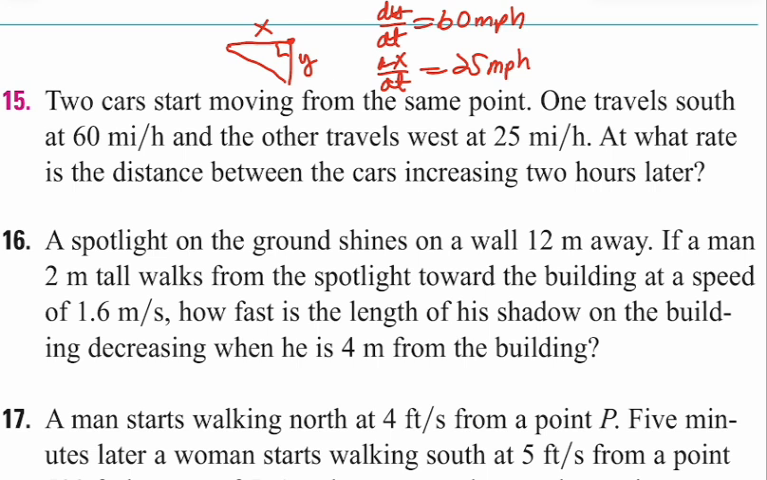What else we got? At what rate is the distance between them? So we'll call this z. So we want dz/dt 2 hours later. Now let's think for just a minute. If you have gone 2 hours, car Y going 60 miles per hour, distance is rate times time. They have gone 120 miles. But car X has gone 25 miles per hour for 2 hours, so they've only gone 50 miles.